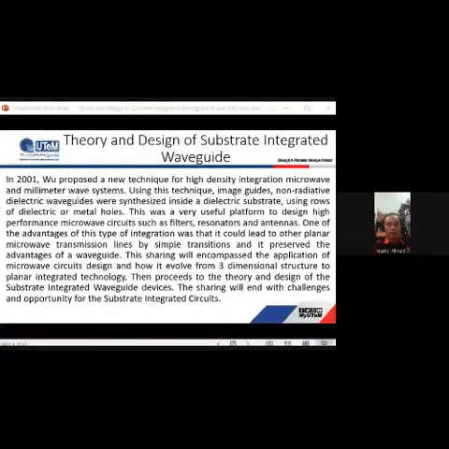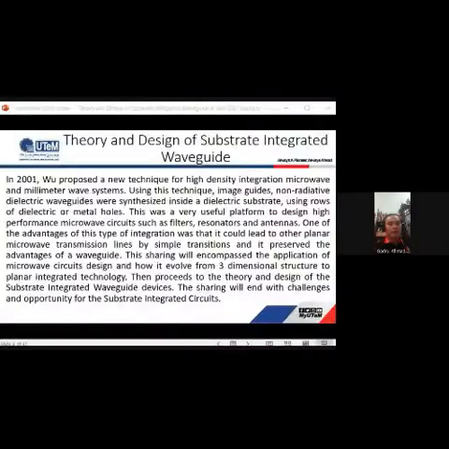waveguide wall. So it's a very good idea, in that you can replicate or perform different kinds of microwave devices, for example filters, resonators and antennas, adopting this new technique and technology. It is also fabricated using a standard PCB process and has a very simple transition. This talk will basically discuss the application of microwave and millimeter wave.